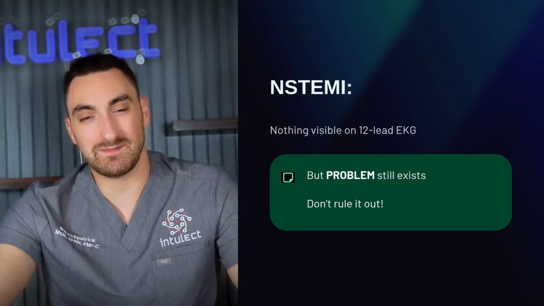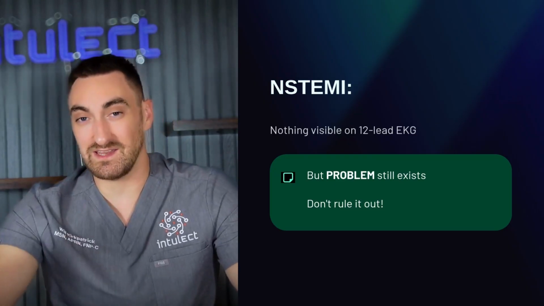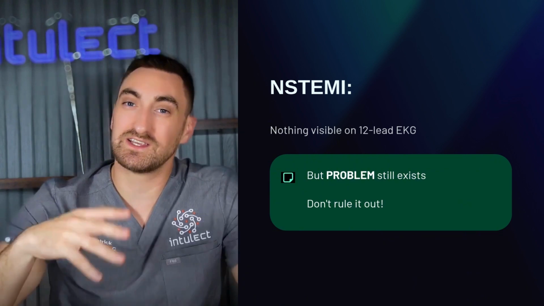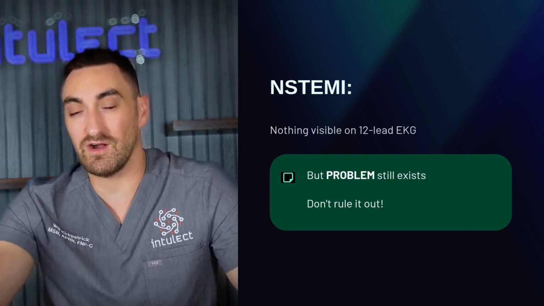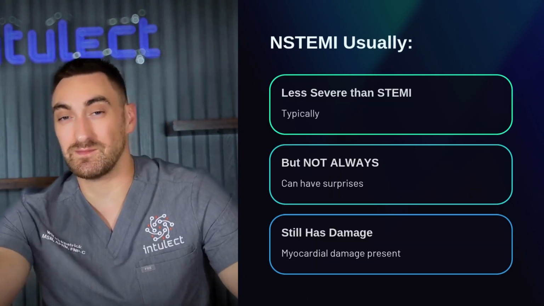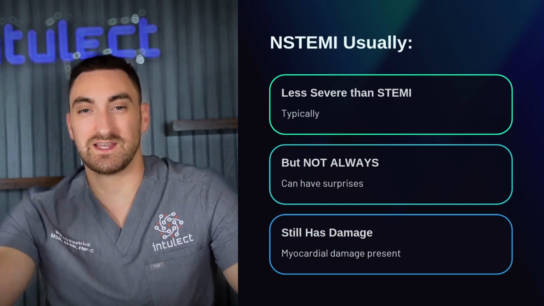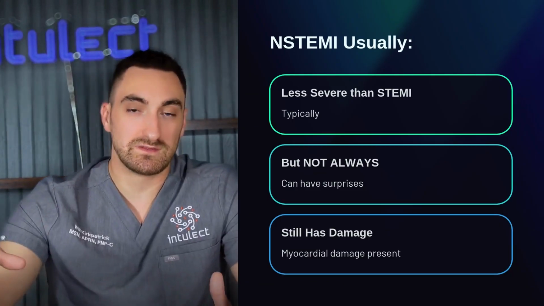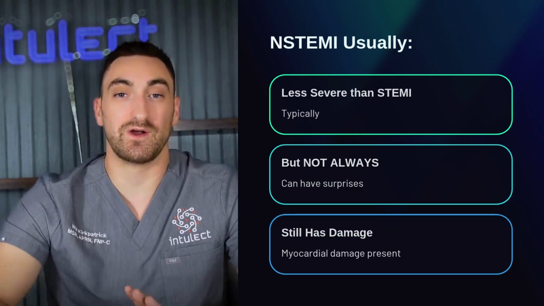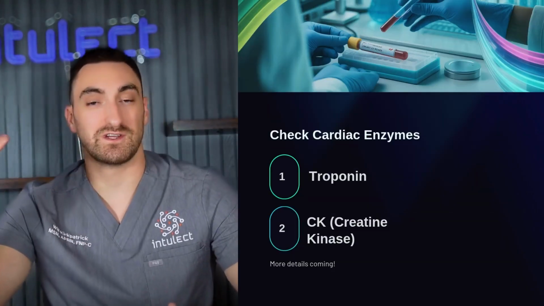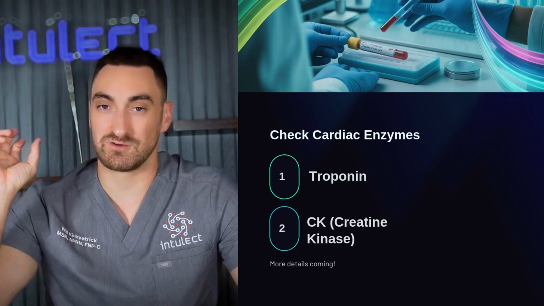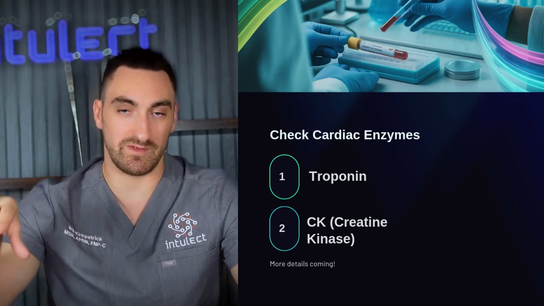Versus your NSTEMI, where you would not see anything on the 12-lead EKG, but it doesn't mean there is not a problem going on. It doesn't mean there's not any damage to the myocardial tissue, but it typically means that it's less severe, but not always. Sometimes there are just some surprises going on. So we check blood levels such as your heart enzymes, such as your troponin or your CKs. We'll go over that in a minute.